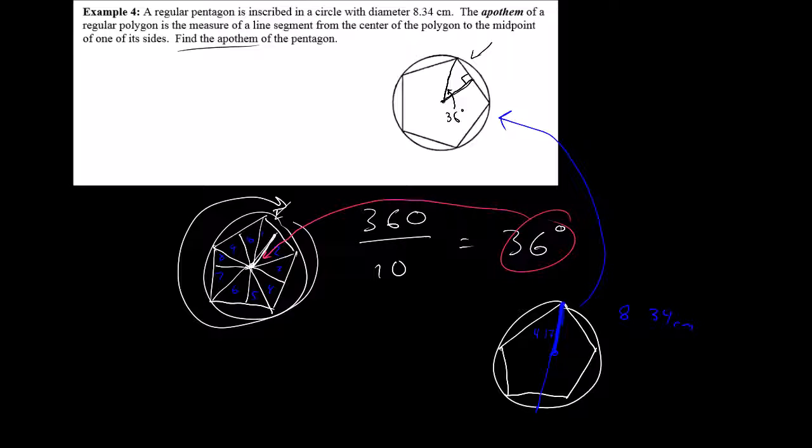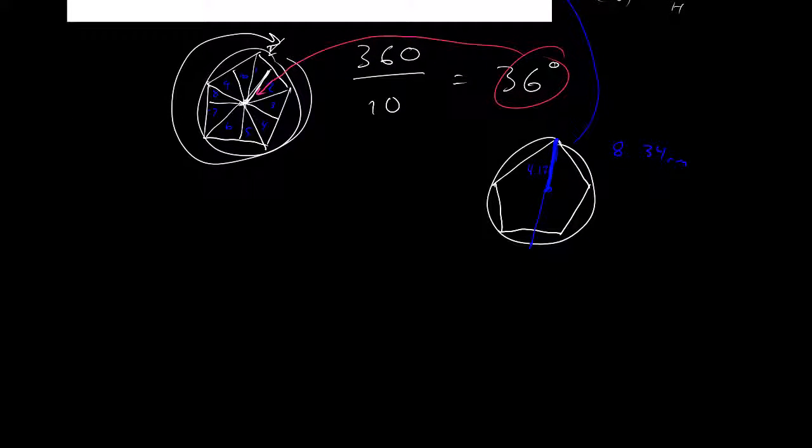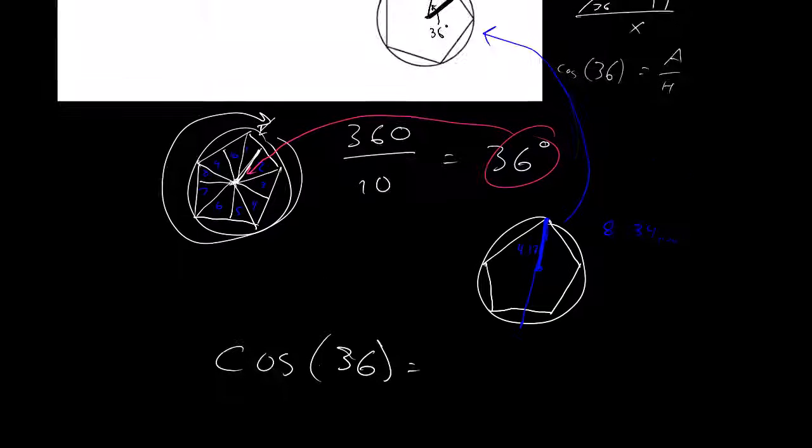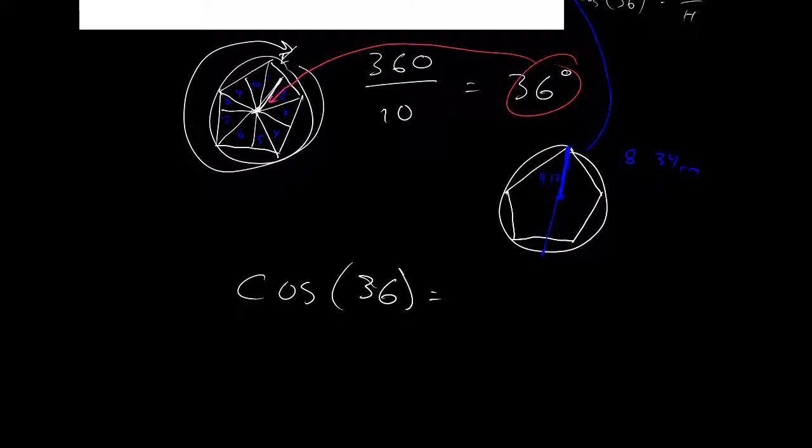So now we have the triangle that we need. If we redraw this, so bring this triangle out there, we have 36 degrees, we have 4.17 as a side, and we're looking for our apothem. So we're looking for this side of our triangle, this side right here, the one that's getting really, really dark. So now we need to relate. We have an angle of 36, and we're relating it to our adjacent over a hypotenuse, so that's going to be our cosine. So cosine of 36 is equal to our adjacent, and our adjacent was our x, and our hypotenuse was 4.17.